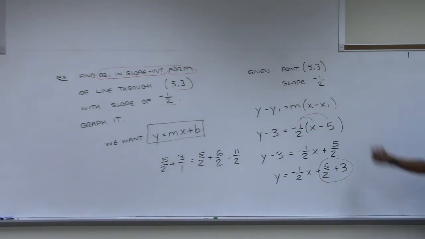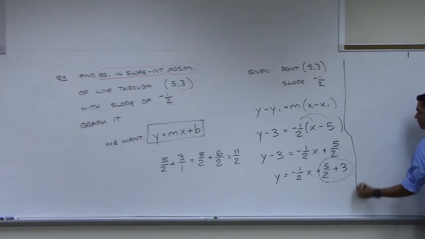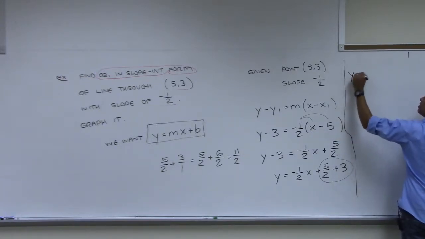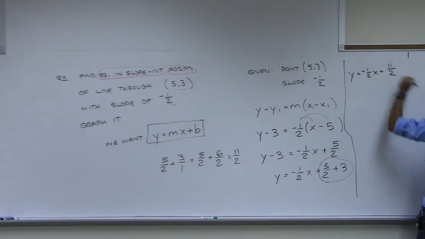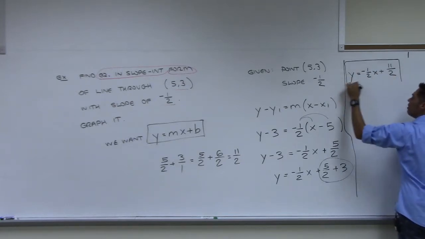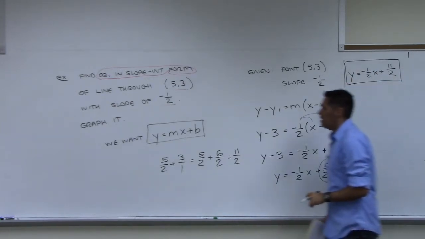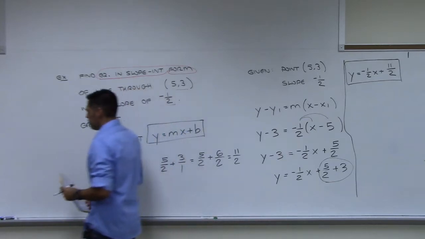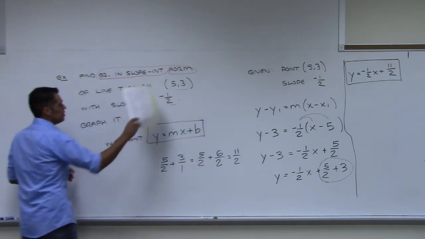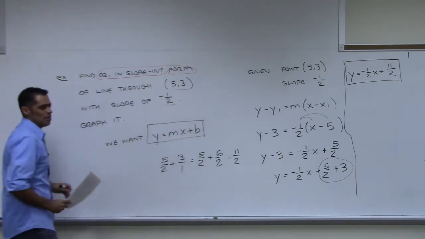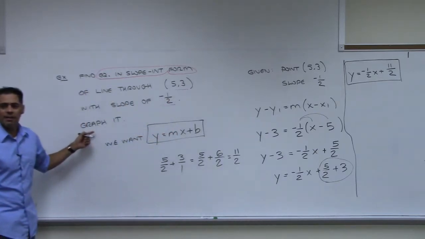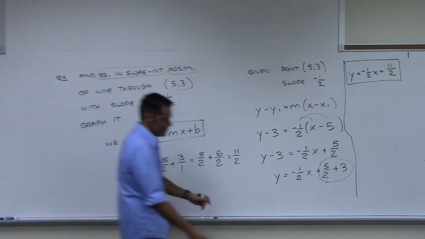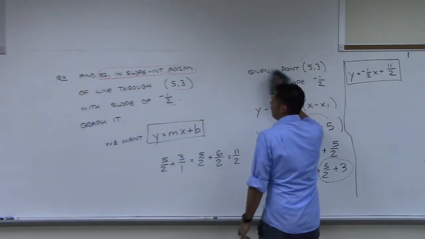So I think we're ready for our final answer here. Y equals -1/2 x plus 11/2. That's it. That is the equation of the line in slope-intercept form that goes through this point and has that slope. And the last thing to do is to graph it. All right? So let's go ahead and graph.